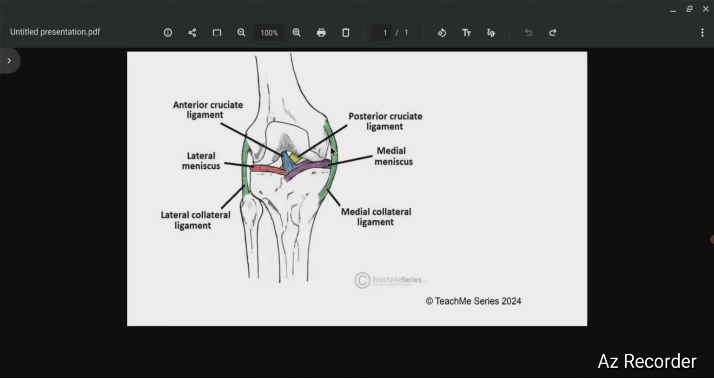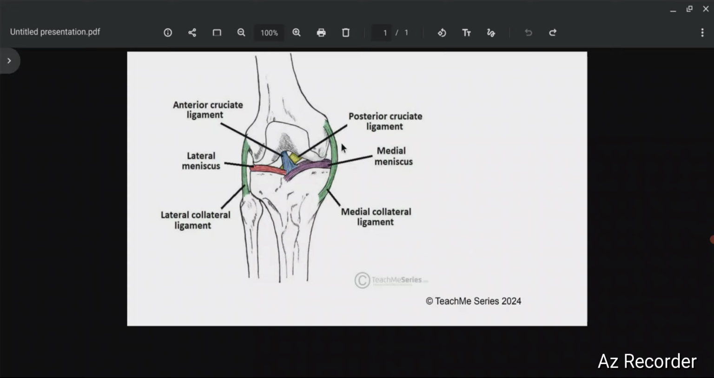Then we have two collateral ligaments, because they are present on the sides of the joint. Now you should know this is the condyle. This is the femur, the whole of this bone is the femur, and this portion of the femur which takes part in the articulation with the tibia is your condyles. Just above the condyles there are bony bumps known as epicondyles, obviously because they are present above the condyles. These epicondyles serve as the attachment site for your collateral ligaments.